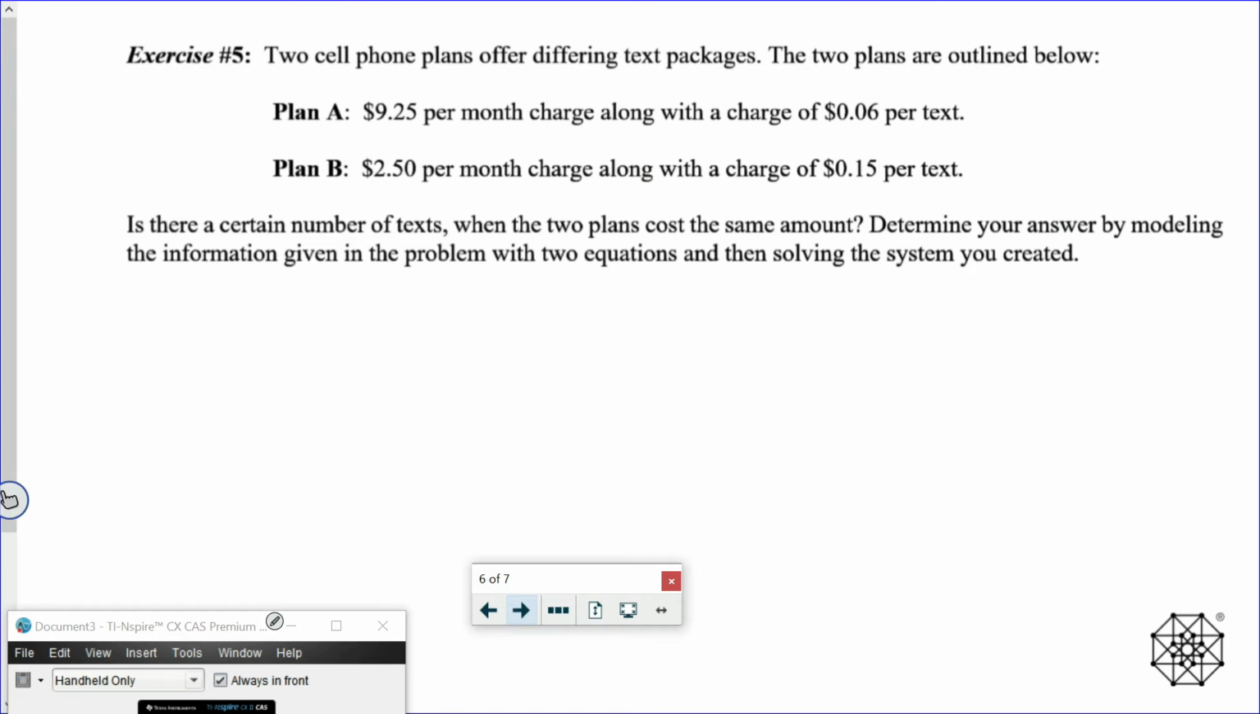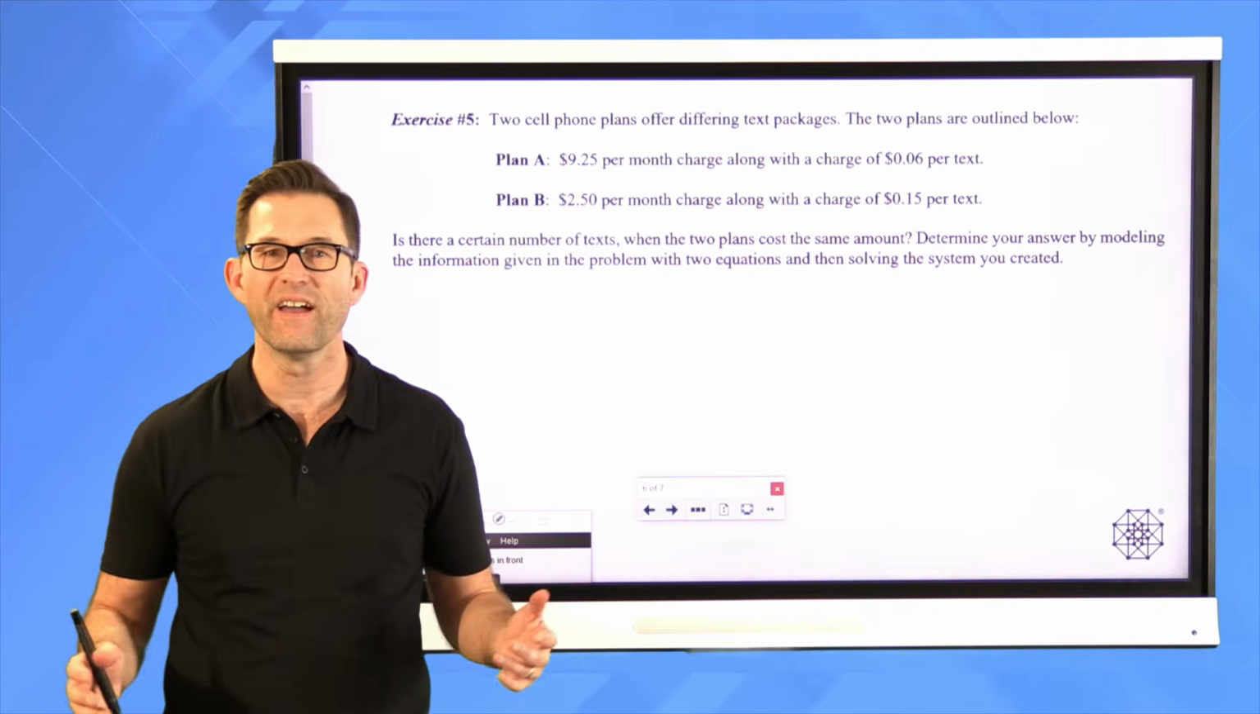Plan A, $9.25 per month charge, along with a charge of $0.06 per text, or 6 cents per text. Plan B, $2.50 per month, along with a charge of $0.15, or obviously 15 cents per text. Is there a certain number of texts when the two plans cost the same amount? Determine your answer by modeling the information given in the problem with two equations and then solving the system you created. All right, cool, right?